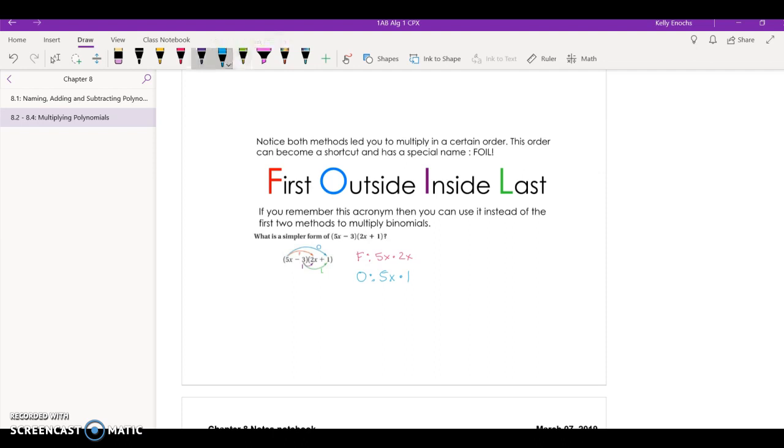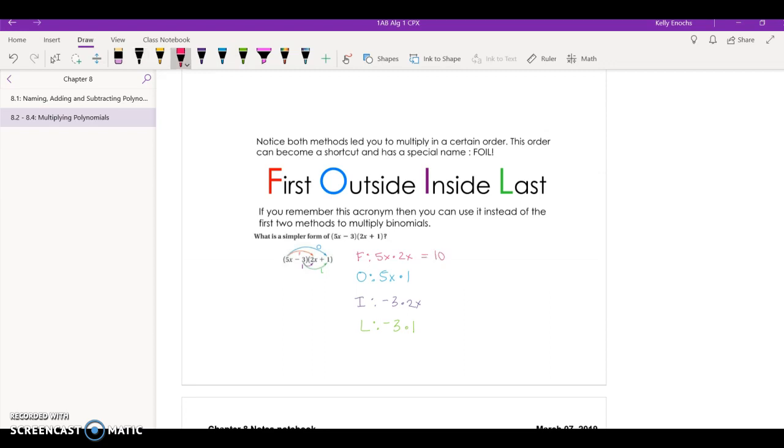And then when we talk about I, we talk about our inside terms, so the two middle terms. So that would be negative 3 times 2x. And then finally, for last, we would talk about the last terms in each binomial. So we have negative 3 times 1. Now, please note that all we did was distributive property. So I distributed my 5x to both terms in F and O, and then I distributed my negative 3 to both terms in I and L. So this is really just distributive property, but it's a helpful mnemonic device for remembering those particular terms.